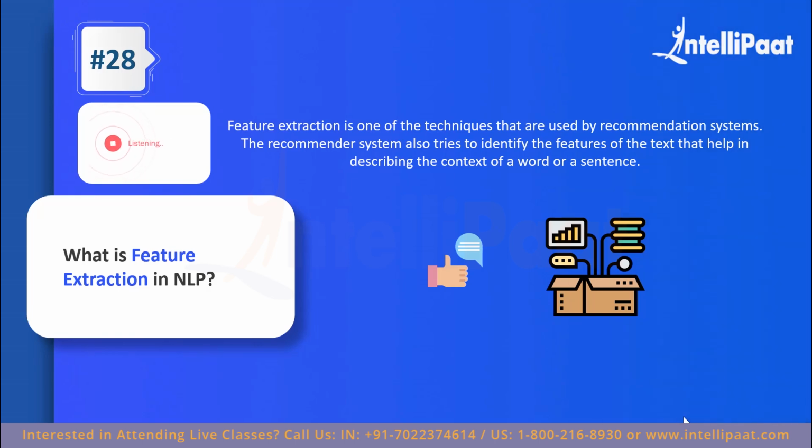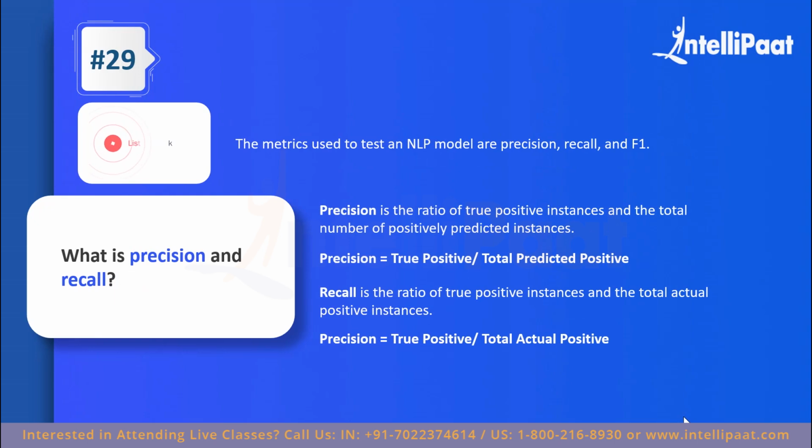Now let us move on to the next question, which is: what is precision and recall? The metrics used to test an NLP model are precision, recall and F1 score. Also, we use accuracy for evaluating the model's performance. The ratio of prediction and the desired output gives the accuracy of the model. Precision is actually the ratio of true positive instances and the total number of positively predicted instances. So precision's formula is true positive divided by the sum of true positive plus false positive. We can also write it as true positive divided by total predicted positive.